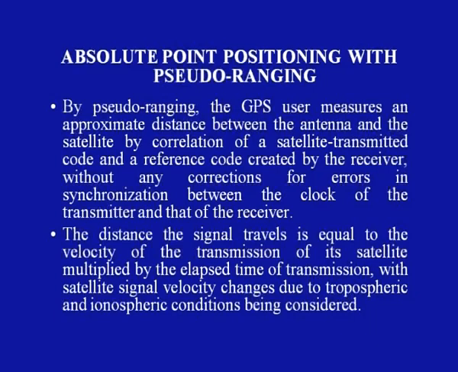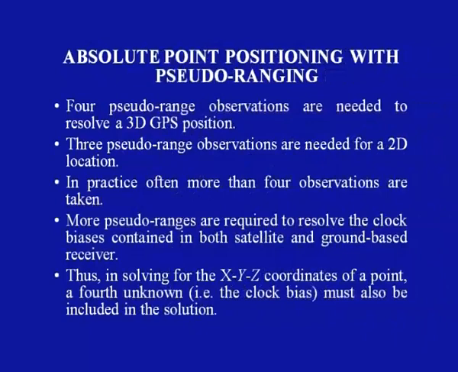The distance of the signal travelled is equal to the velocity of the transmission of its satellite multiplied by the elapsed time of transmission, with satellite signal velocity changes due to tropospheric and ionospheric conditions being considered. Here, 4 pseudo range observations are needed to resolve a 3D GPS position, that is x, y and z.